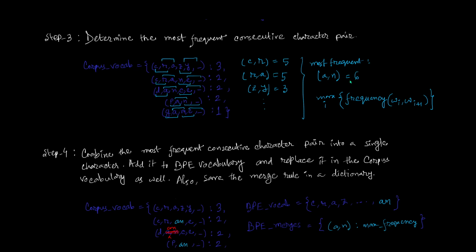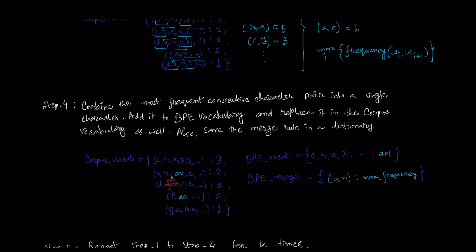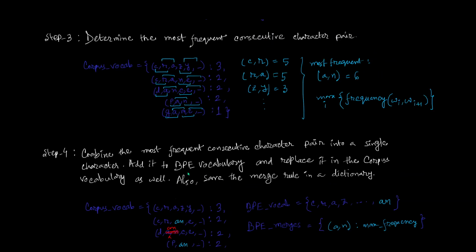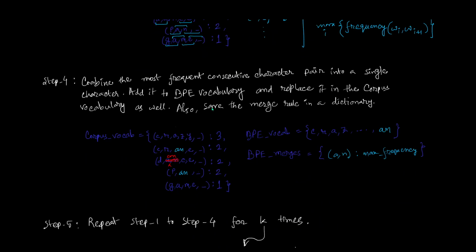But no, it will not happen, because now our corpus vocab is updated with the AN combined pair. So next time when we are considering consecutive pairs, AN will not be a consecutive pair, because AN now is a single character. So next time AN and E will be a consecutive pair. Here AN and C will be a consecutive pair. P and AN will be a consecutive pair. So now the subword length will be increased.